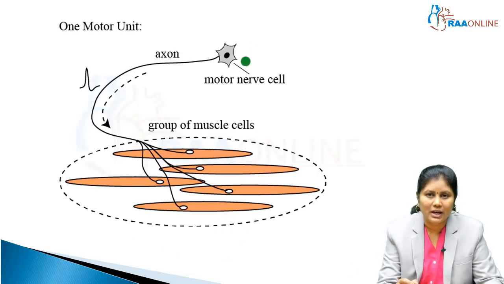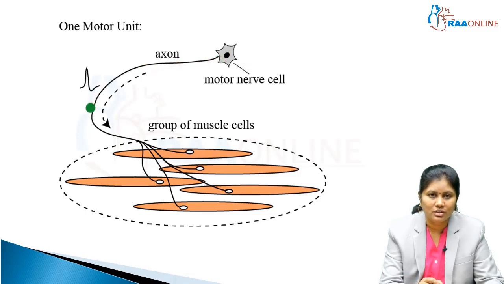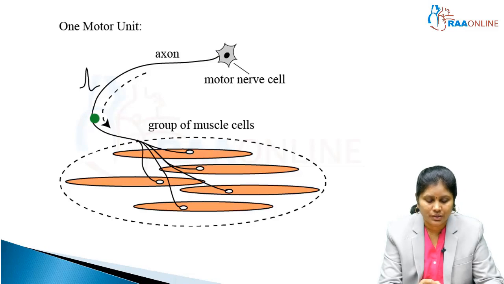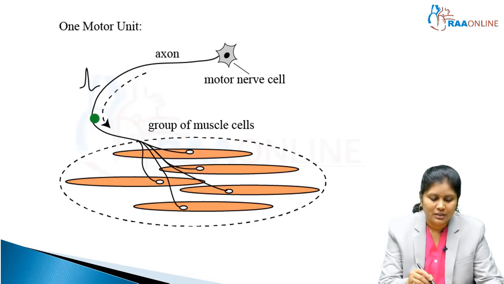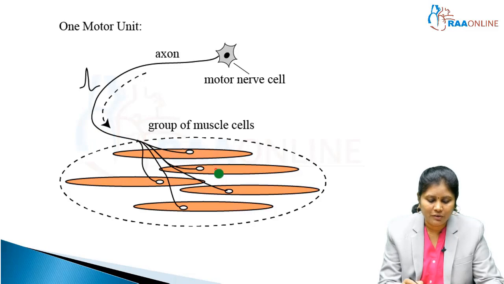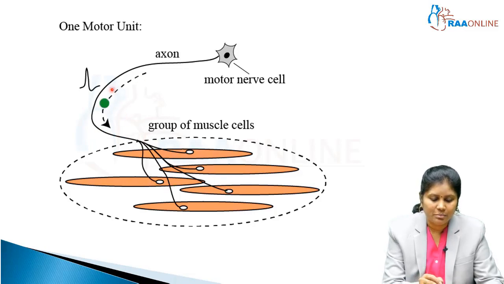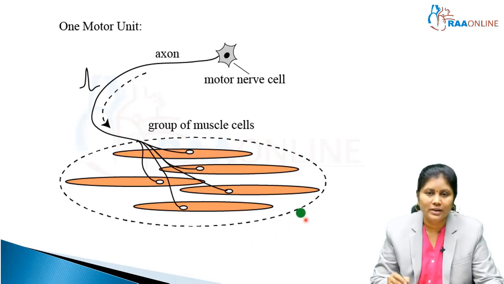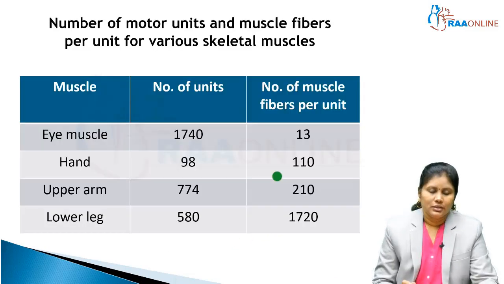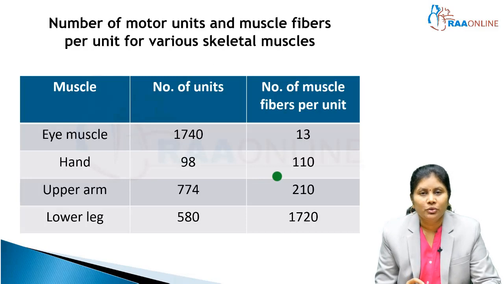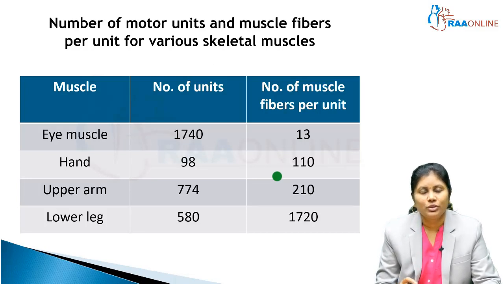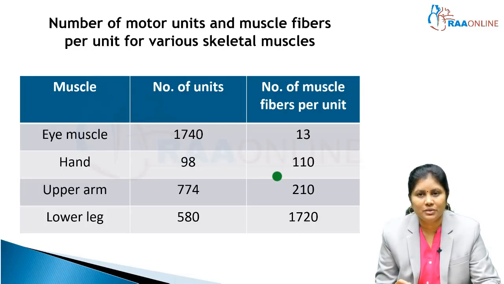This is one alpha motor neuron. The axon arising from this alpha motor neuron is the peripheral nerve actually, and the single fiber supplies a group of muscle cells. You can see all these are individual muscle cells. So a single fiber which supplies a group of muscle cells together is called a single motor unit. This table shows the number of motor units and the muscle fibers per motor unit for various types of skeletal muscle.